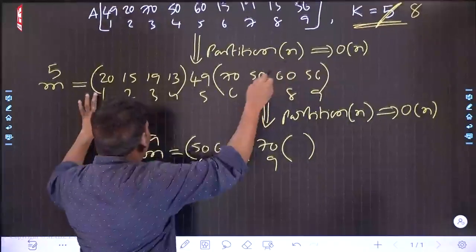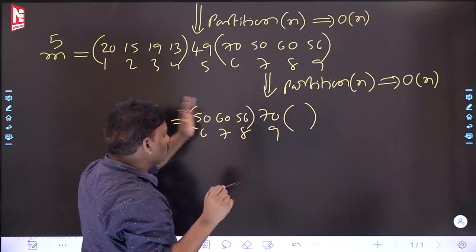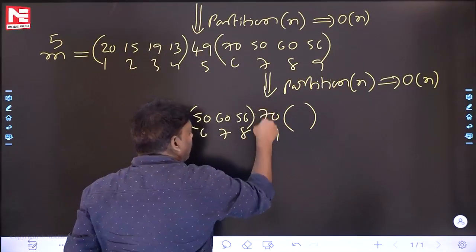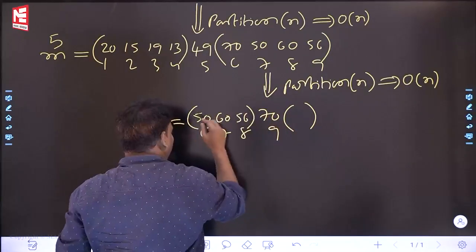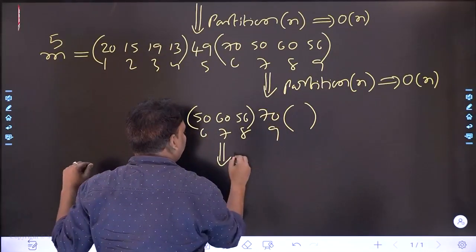K is 8. M is 9. If both are equal, stop. Otherwise, ask him: you are the 9th smallest element, but I want the 8th smallest element. Which side do I have to go? Go left. Apply the selection procedure on the left side.